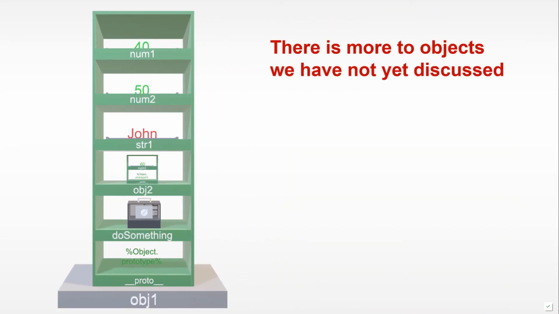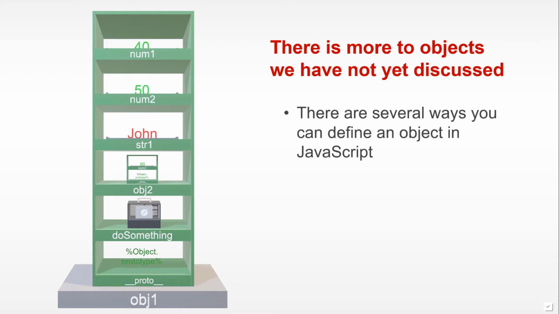We should be aware that there are a few aspects of objects which will be discussed in the other parts of the course. For example, there is more than one way in which we can define an object. We can use the object constructor run as a function. We can use things called factory functions. We can use the new keyword with a constructor function or a class.